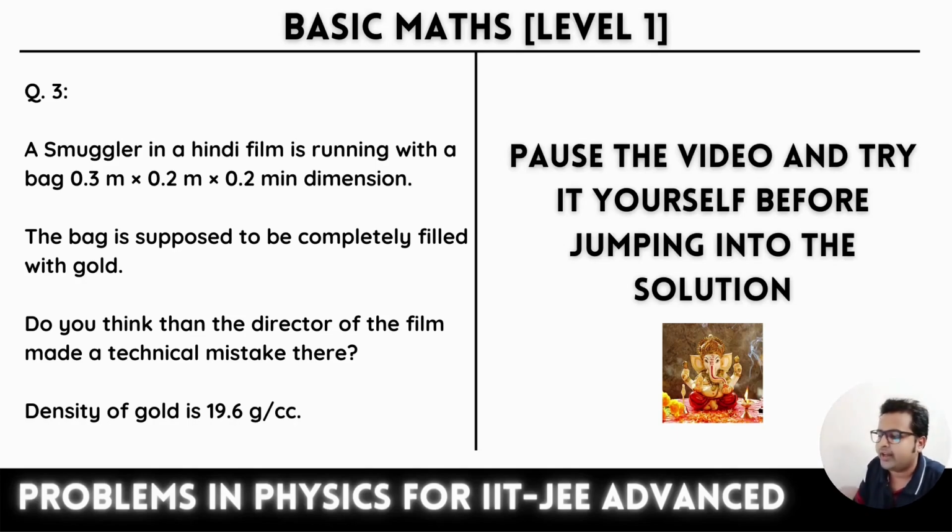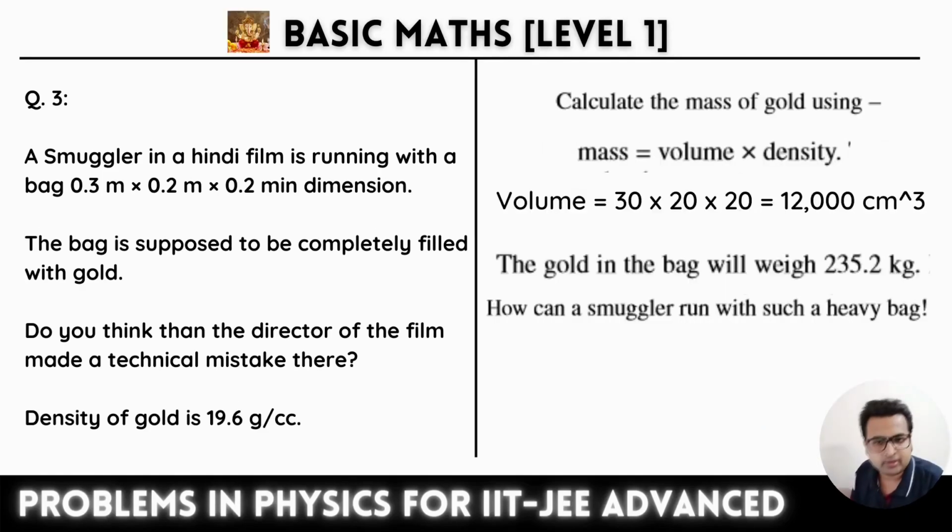Density of the gold is 19.6 gram per cubic centimeter, cc. Okay, cc means cubic centimeter, because volume, you know that, density is mass upon volume. So in this question, this is a basic conceptual question. So I want you to first try it out by yourself before jumping into the solution. Okay. So I hope you come up with a very valid answer for this. So let's try to decode the question and get into the solution.